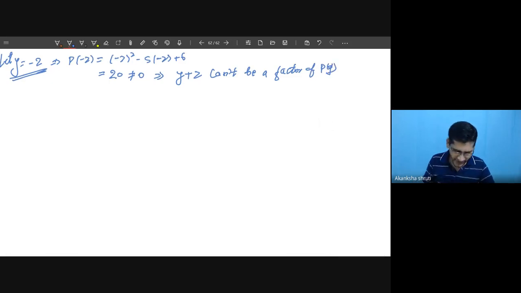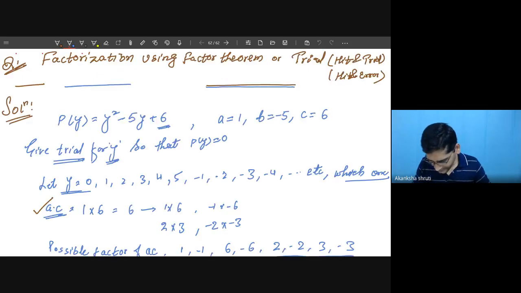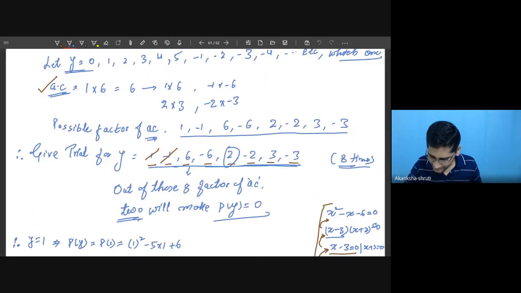Okay, student. Similarly, we have to go for the other one. Now let y equal 3. Which 3 are we taking, student? Whatever the AC factorization we have done. So this was okay, and this was not okay. You can test for 6 and minus 6 also. You will get that it is not becoming 0. Now let us try with this 3.